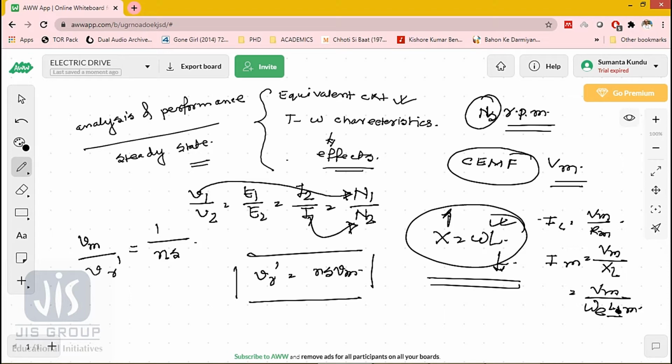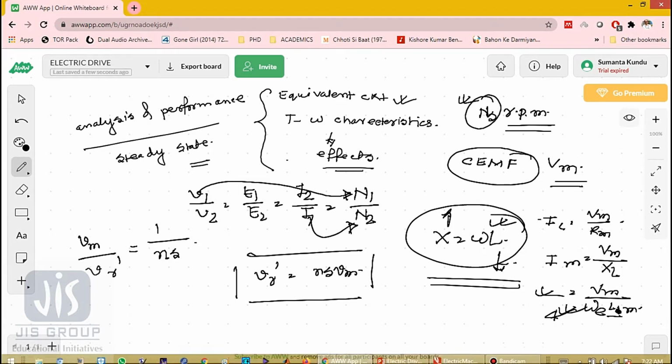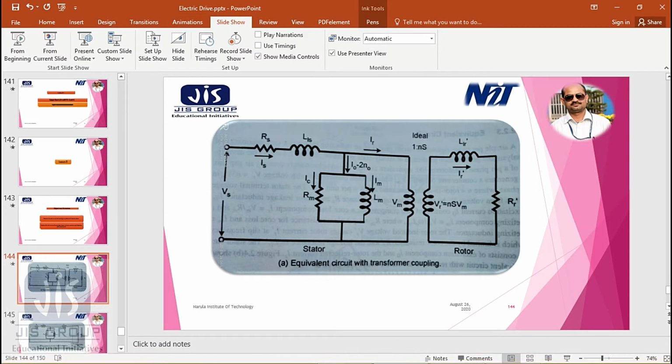Here omega is nothing but the angular synchronous speed in radian per second. We can take it as ns, or we can take it as omega E. Here we have used a different notation, omega E, and this Rm is the equivalent resistance for core loss, and this Lm is the magnetizing inductance.